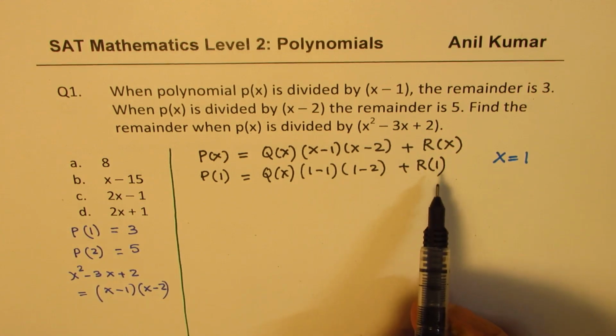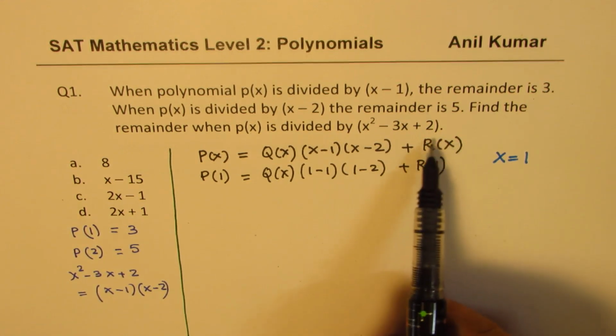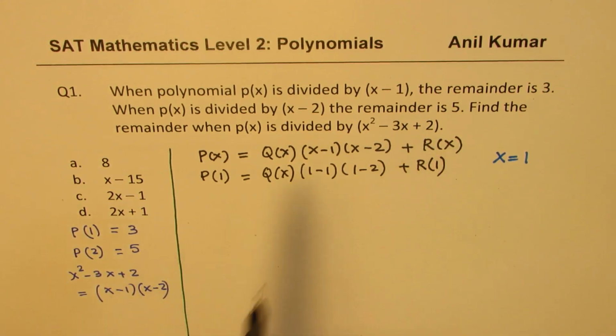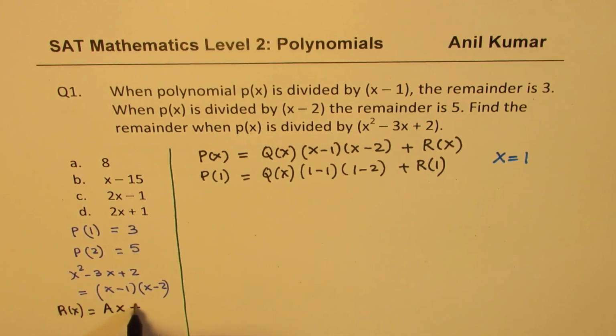Now, you need to understand what this r of x is. When you divide by a quadratic function, this remainder r of x should be of the form of a linear equation, ax plus b, right? It should be of this form.